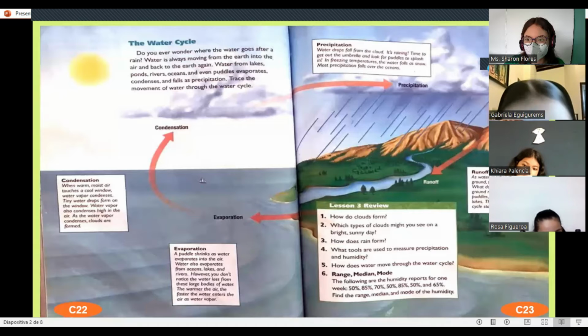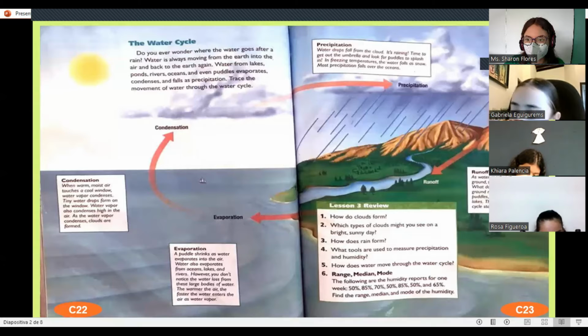Now, let's see, Lucia, can you help me to read what it says about condensation? When warm, moist air touches a window, water vapor condenses, tiny water drops form on the window. Water vapor also condenses high in the air. As the water vapor condenses, clouds are formed. Excellent.